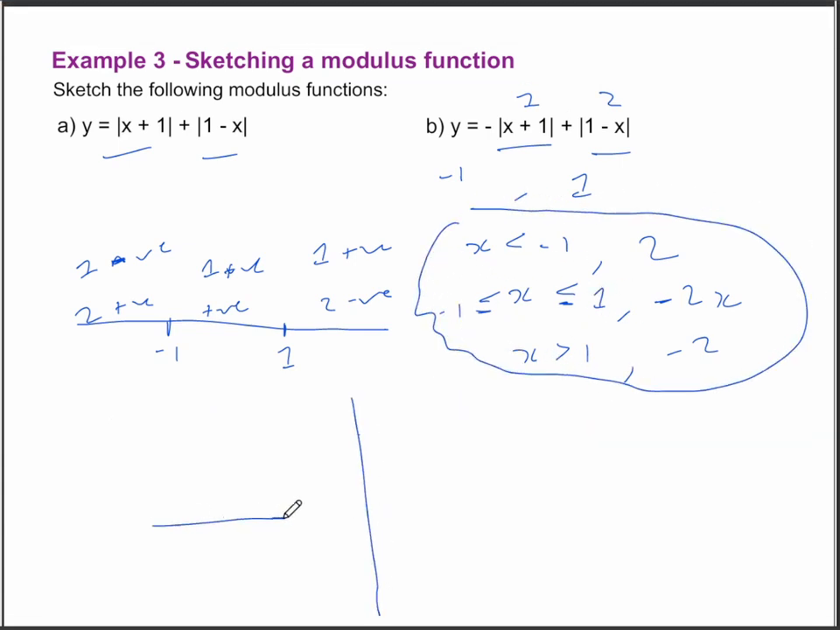So we start off by drawing our xy plane. Our important values are -1 and 1. Everywhere before -1, we have our values at 2. Everywhere after +1, we have our values at -2. And between them, we have a line with the gradient of -2x, which, if you want to draw it, is going to look something like this, passing through the origin. And at -1, it's going to be at +2, and at positive 1 it is going to be at negative 2.